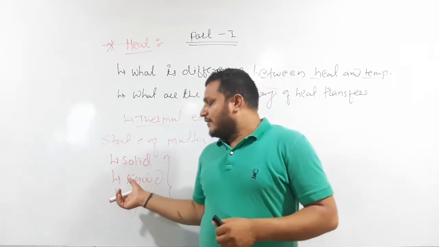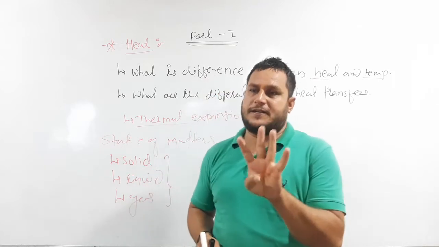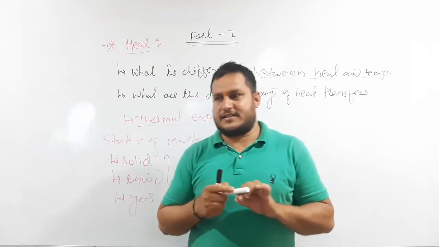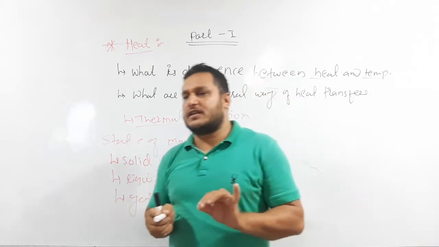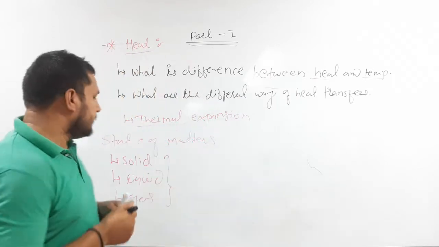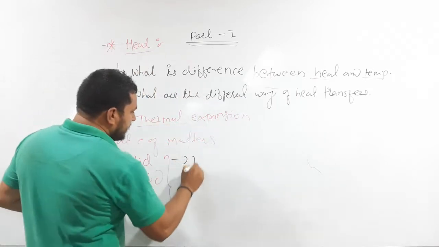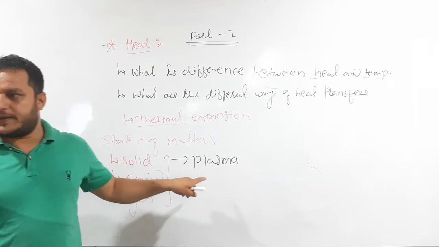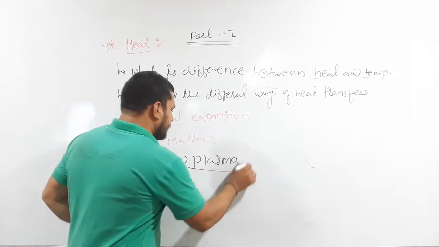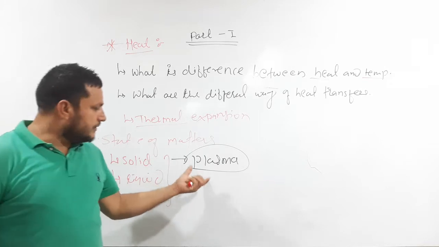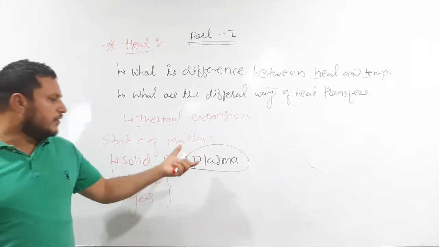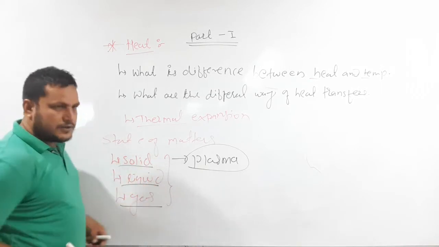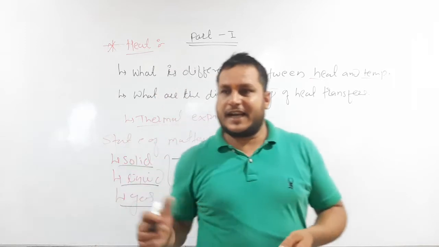No doubt, matter has a total of four states. First is solid, liquid, and gas. These are the fundamental states. And the fourth state of matter is called plasma. Okay, leave it. It is not part of our discussion. Whenever this comes in our syllabus, I will tell you in detail what plasma is and where it is used. Today we just discuss these three: solid, liquid and gases.